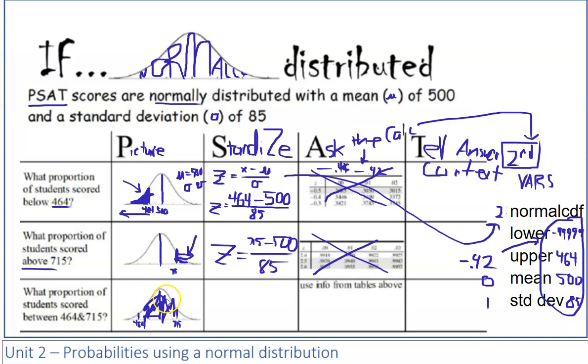And then I can standardize, but I'm going to get two z-scores because I'm looking at between, and I'm going to get this z-score right there and the same one I got up there. So no need to do that. We're not going to use the table. We're going to go to second distribution, normal CDF, number 2, and the lower boundary this time is going to be the 464, and the upper boundary is going to be the 715. And we're going to put in the mean of 500 and the standard deviation of 85, and it's going to tell us what's in between there. And then we're going to give a nice contextual answer that the proportion of students scored between 464 and 715 was point whatever, or given as a percentage.